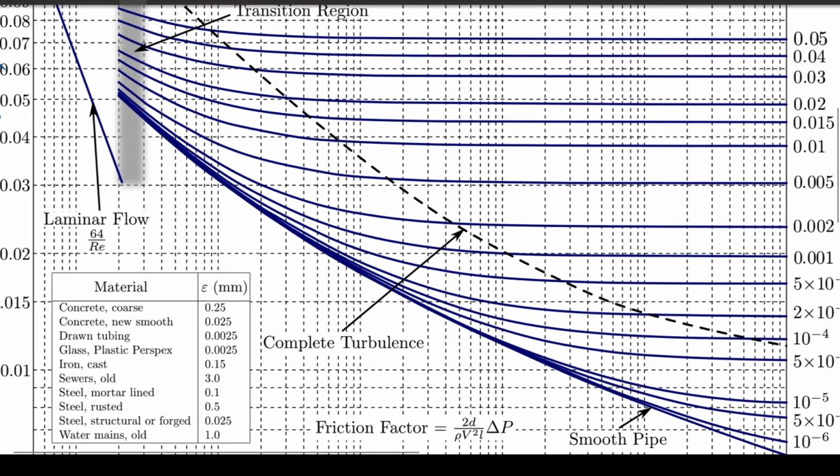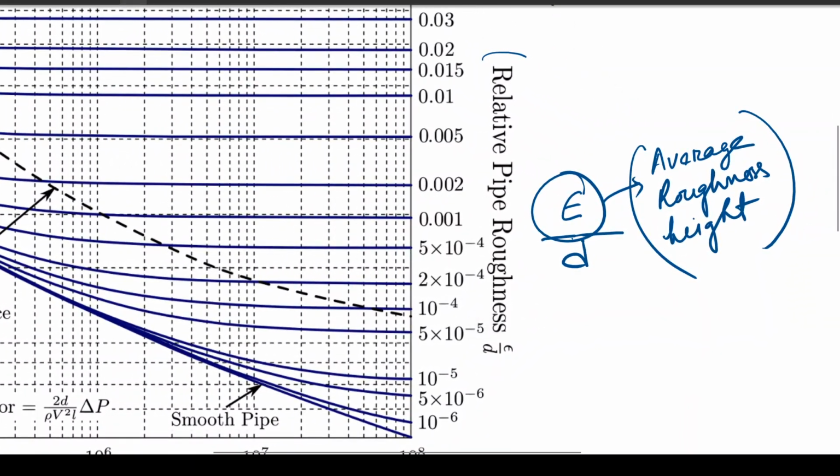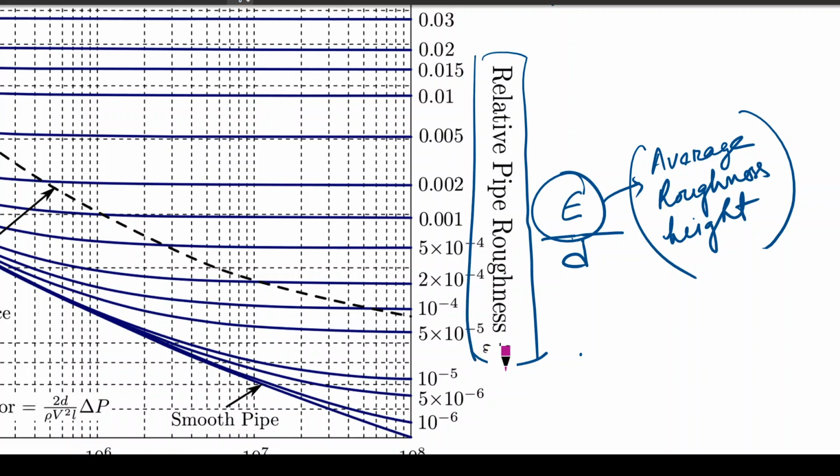Now it will be different for different types of pipes, and the type of pipe is defined based on its roughness, and instead of direct roughness we are using a term called relative roughness. This relative roughness is defined as E by D or epsilon by D, where epsilon is the average roughness height inside the pipe.